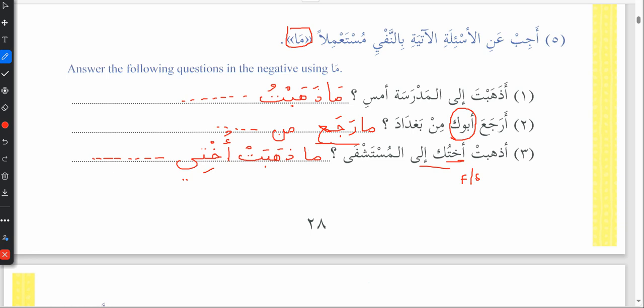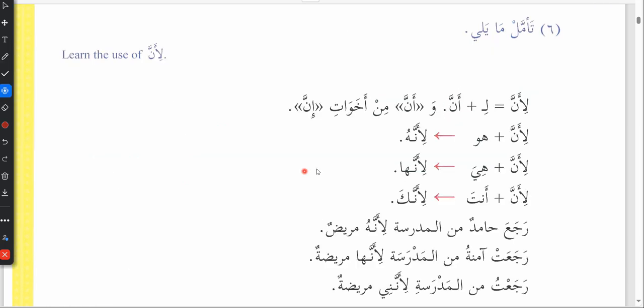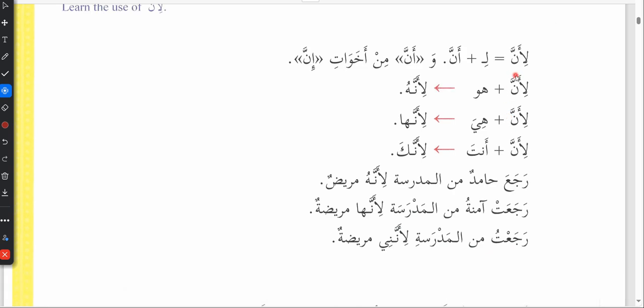Question number 6 is learn the usage of li anna, that is the sister of inna, and its meaning is because. So let's check these. Li anna is made up of li plus anna and min akhawat inna, and this li anna is from the sister of inna and it follows the same rule. So all these have been discussed.